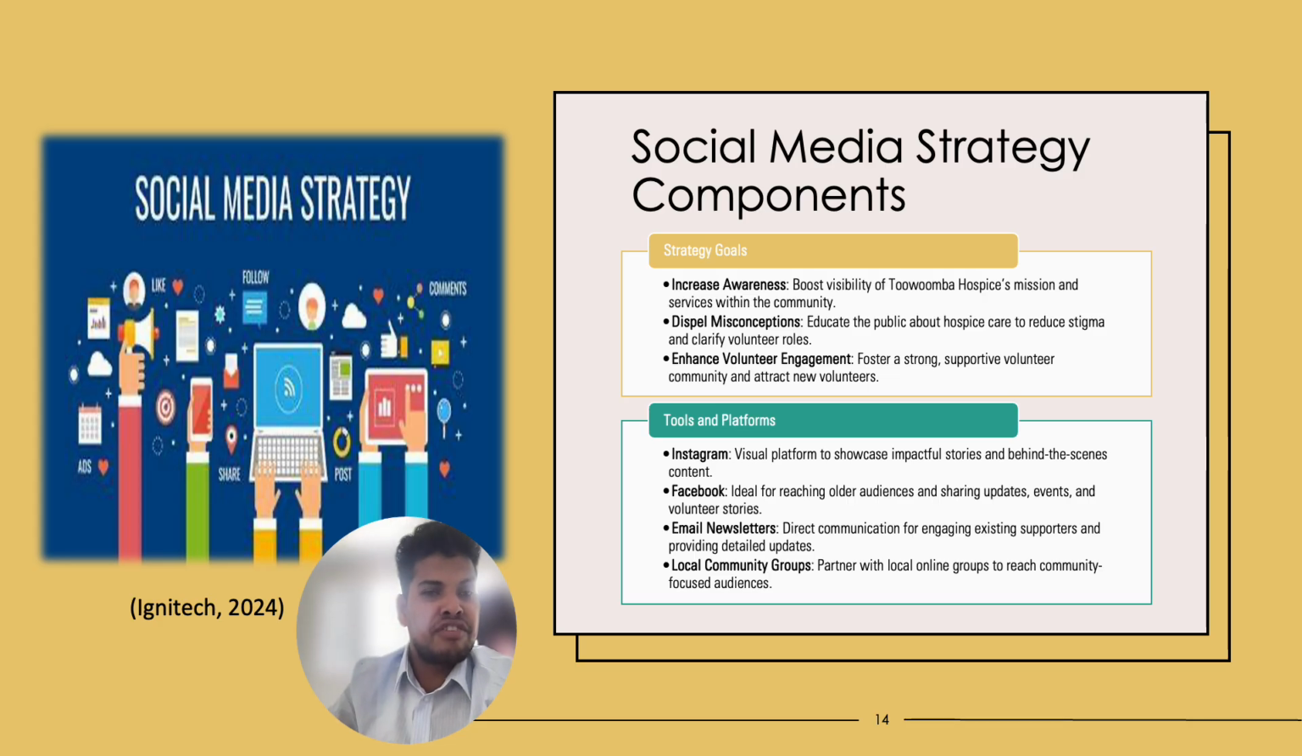So, social media strategy components. The social media strategy focuses on three main goals about Toomba hospice work, changing perceptions about hospice care, and improving volunteering. To the second objective, older audiences are active on Facebook, while Instagram can be used to share powerful stories that the hospice has to tell.